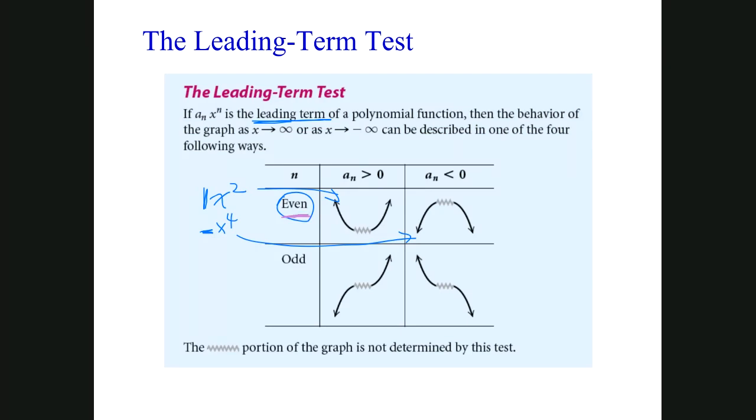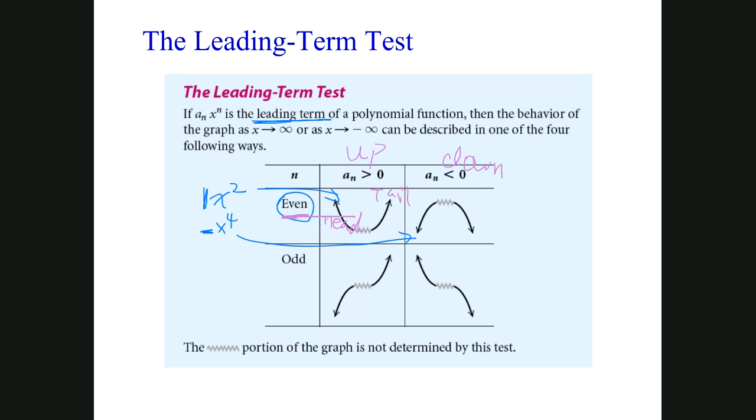But when they are all even powers, they look similar. We call this the head and the tail: the first one is the head, and the last one is the tail. We can see the head and tail facing the same direction, and they either both face up or both face down. So that's for the even power.